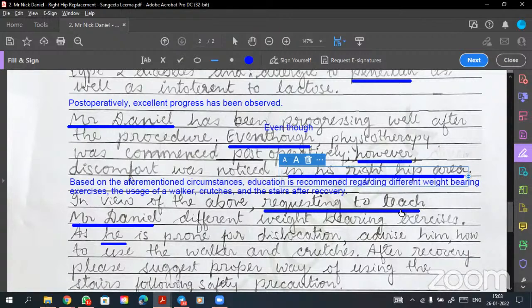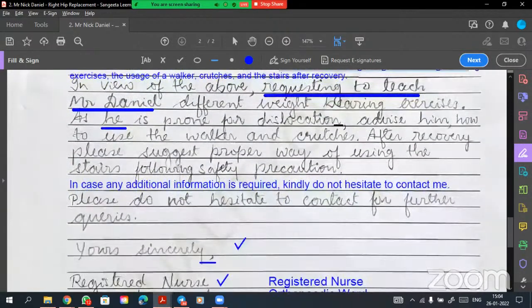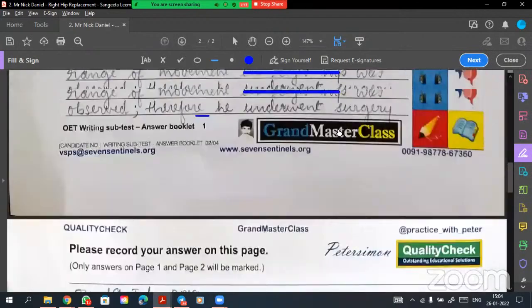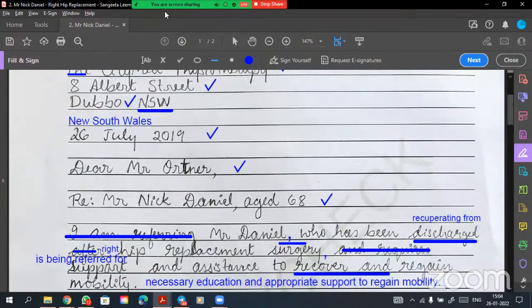And see here, although is one word enough. Although one word is enough, you wrote even though, two words. And after writing even though, you are using another word, however. That means it's duplication. Just one word, although, suffices. Then in his right hip area, how many times have you written this? Okay, so that is it. We have done with everything. I hope it is clear.